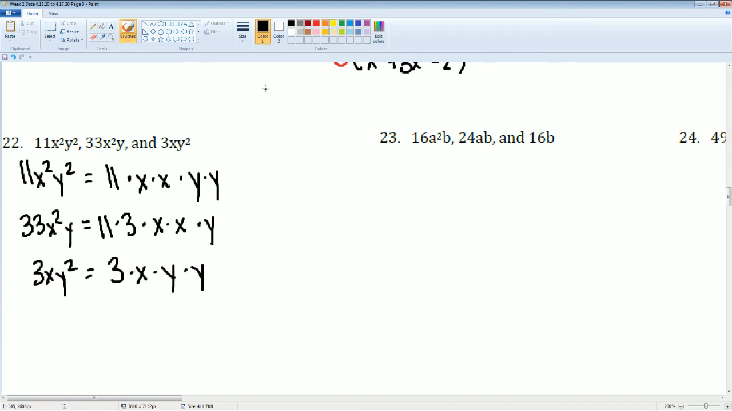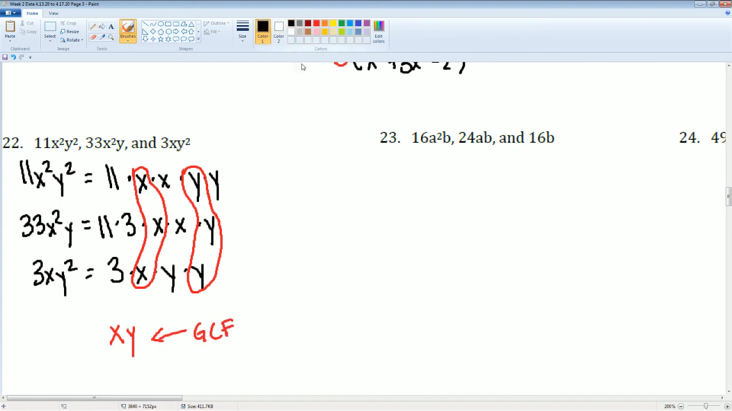Okay? So, what do they have in common? You have an 11, 11. Oh, no 11 here. A 3, 3 is 3? No, that doesn't work. So, what about you have an x, an x, and an x? Perfect. So, that's x. You have a y, a y, and one y here. Perfect. And a y. So, this would be called the GCF.